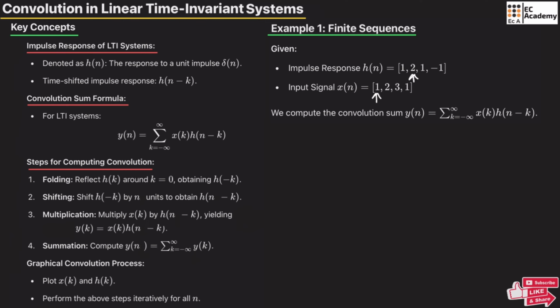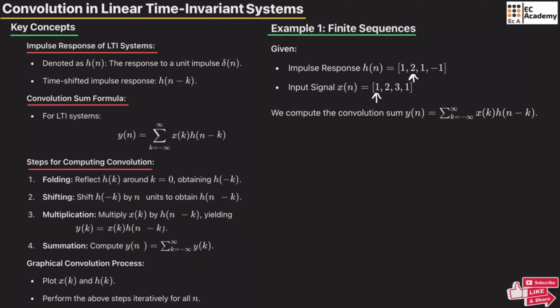In the same way, let us take x of n, which is 1, 2, 3 and 1. So the arrow mark is at 1, which means this is the value at n is equal to 0. This is the value at n is equal to 1. This is the value at n is equal to 2. And this is the value at n is equal to 3.